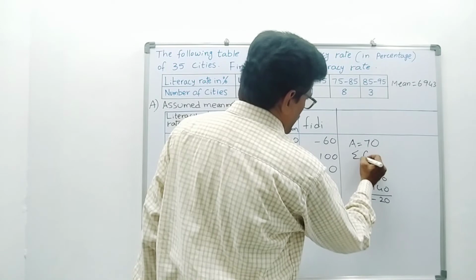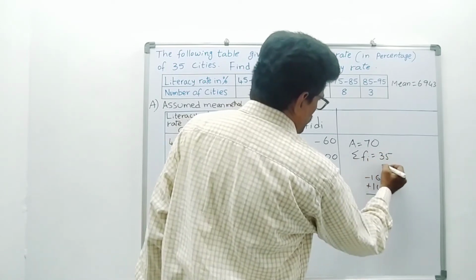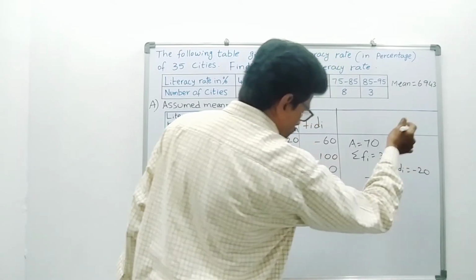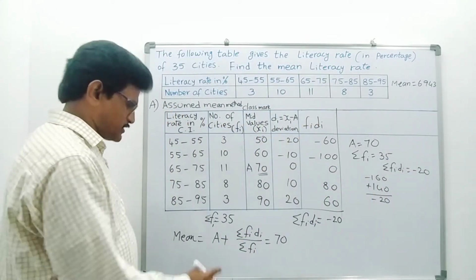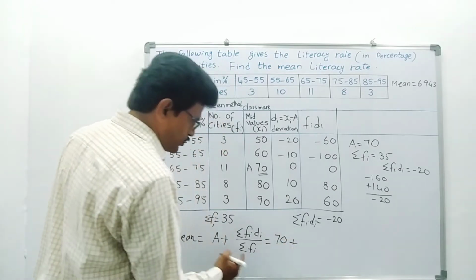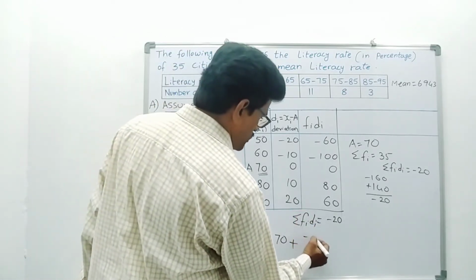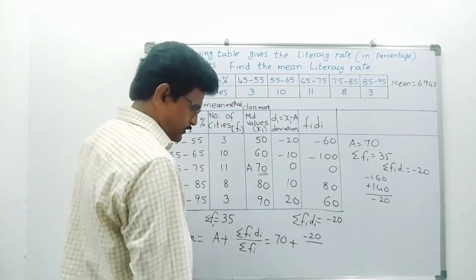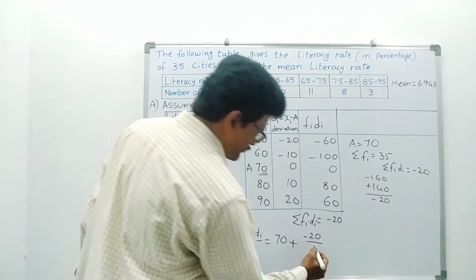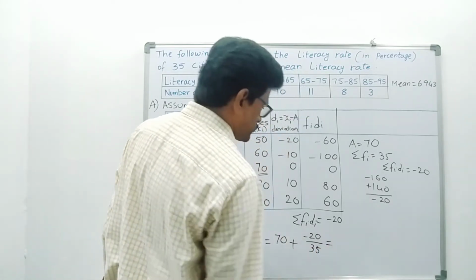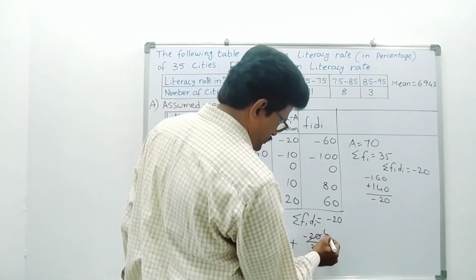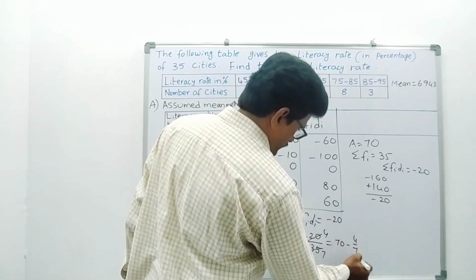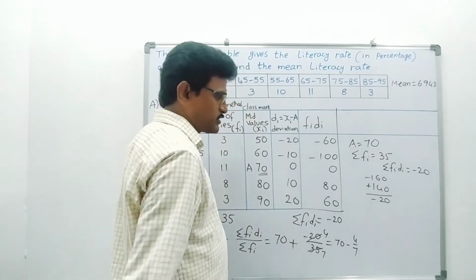Now what is sigma fi? 35. Now what is sigma fi di? That is minus 20. Now we are substituting the values here. 70 plus sigma fi di, minus 20, by sigma fi, which is 35. Now cancel this: 5 4s are 20, 5 7s are 35. So 70 minus 4 by 7. Here minus is there, so minus 4 by 7.